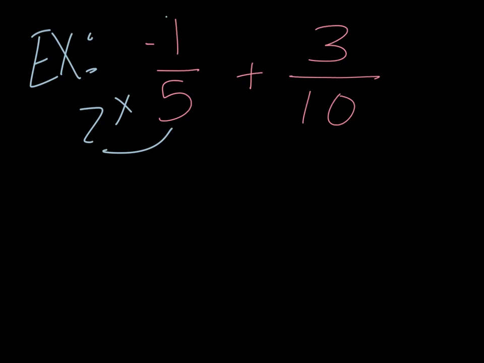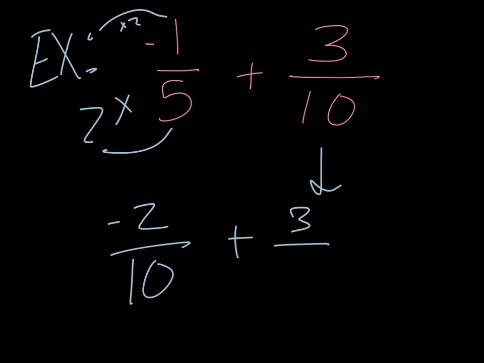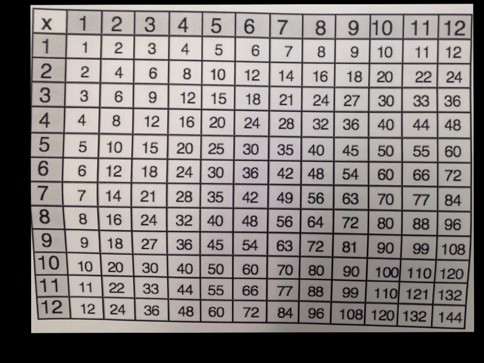Whatever I do to the bottom, I must do the exact same thing to the top. So I must multiply the denominator by 2 to get tenths, and multiply -1 times 2 to get -2. Now I can just bring down this fraction, and now I have -2 tenths plus 3 tenths. -2 plus 3 gives me 1. My answer is 1/10.